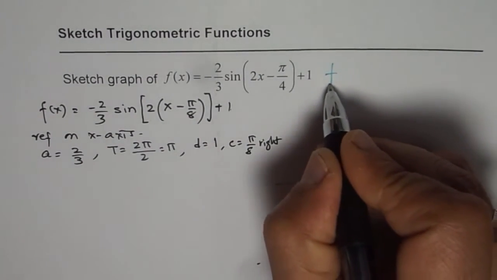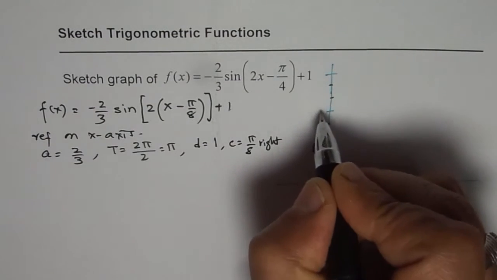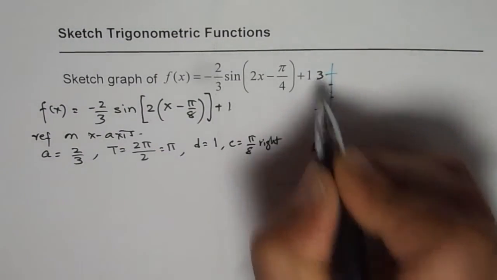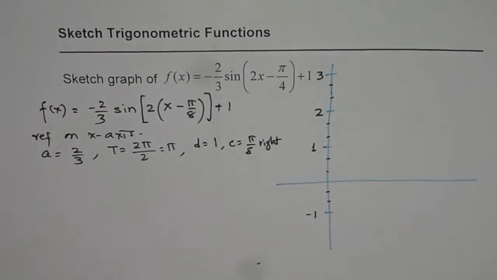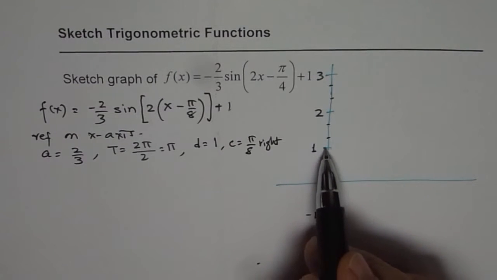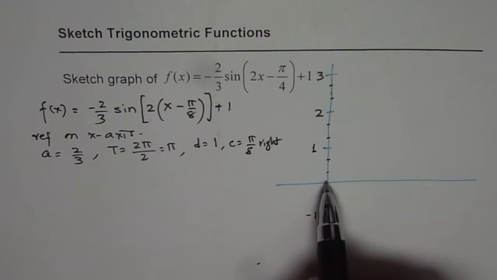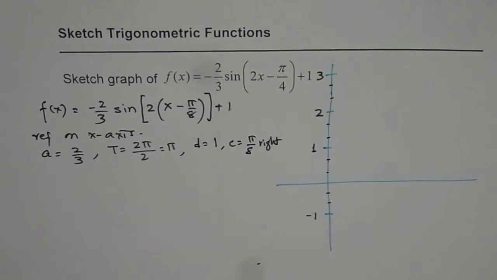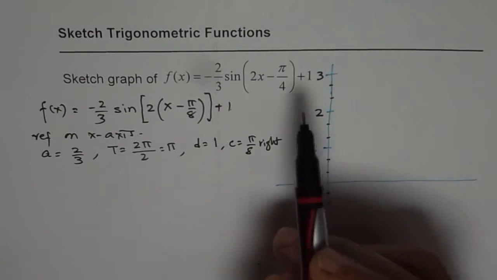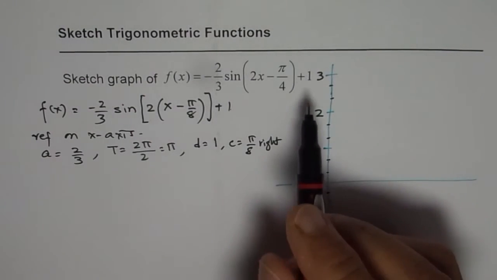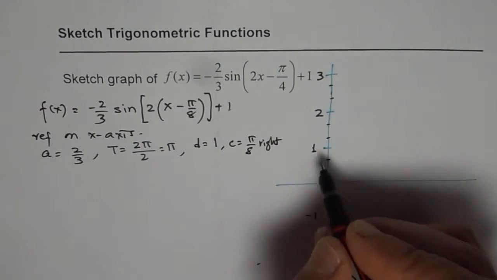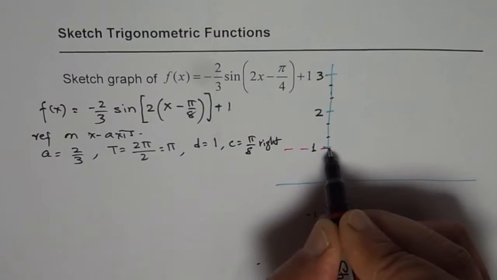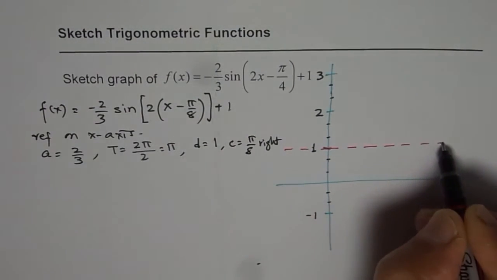Perfect. So this is 1 for us, this is 2 for us, this is 3. Then we have minus 1. The idea is to divide 1 into 3 equal parts so that we can incorporate the amplitude of 2 over 3. Correct? Now let's begin. We have a vertical translation of 1 unit. That means the axis is at 1. So we'll draw a horizontal line here for the axis, which is at 1.